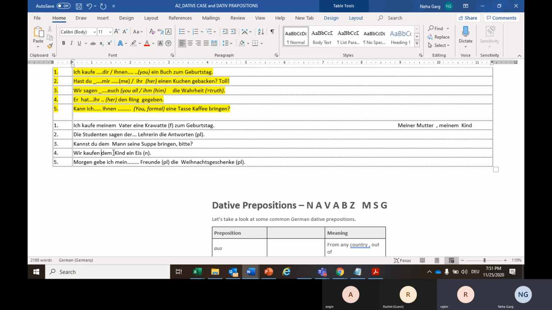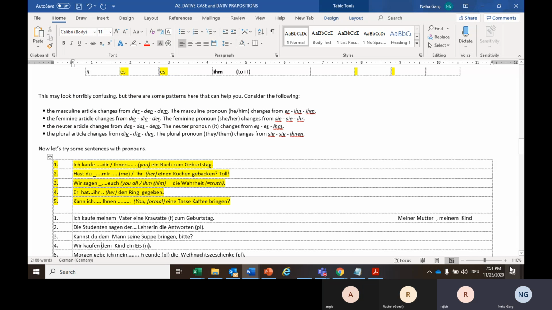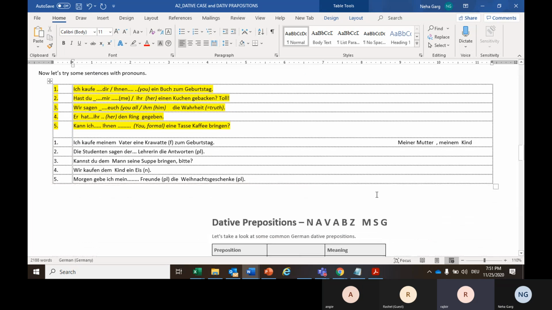Rajveer, were you asking something? Ma'am, about that word, what does it mean? Seine? Yes. Suppe, his soup. Sein, his. It is a possessive pronoun. Er turned to sein. Good. Then this sentence.